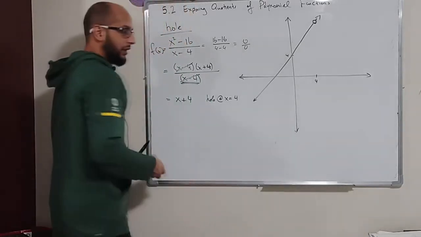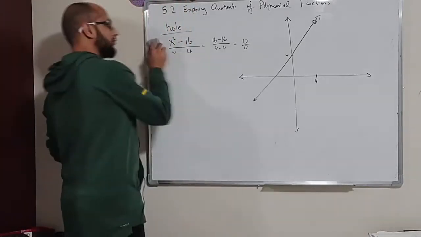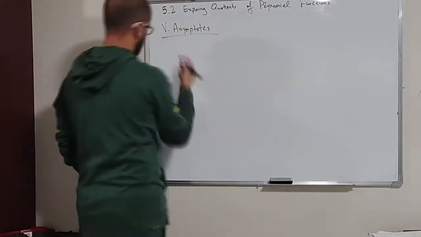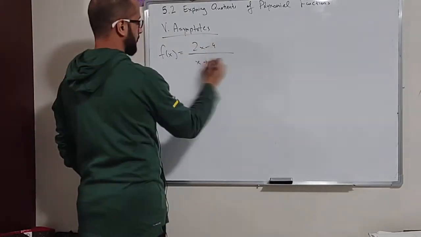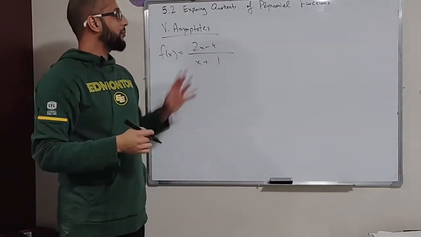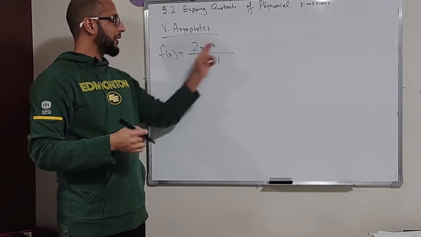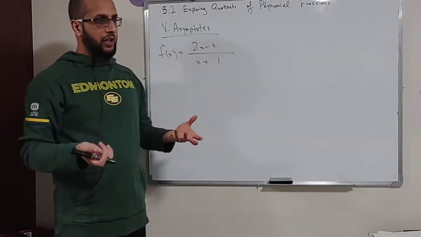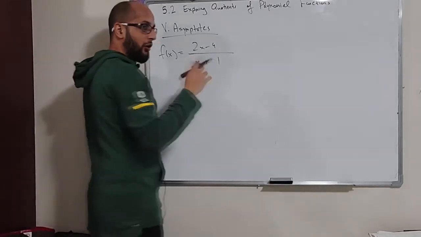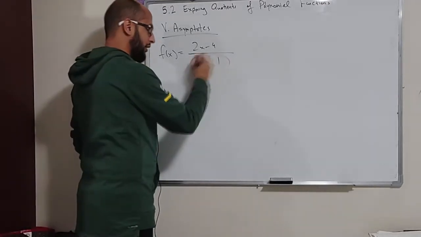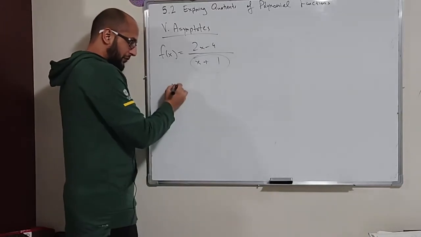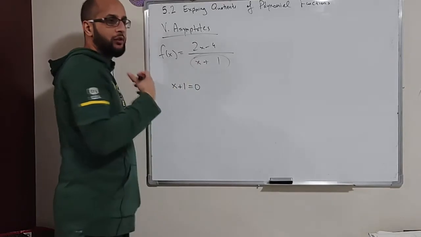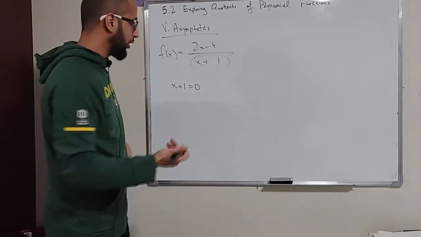Okay, let's look at vertical asymptotes. So now we have another quotient of a polynomial function. We have 2x minus 4 over x plus 1. In order to determine vertical asymptotes, all you're trying to figure out once you've simplified your equation is the denominator. Whatever makes the denominator into a 0 cannot be used, and therefore will be a vertical asymptote.